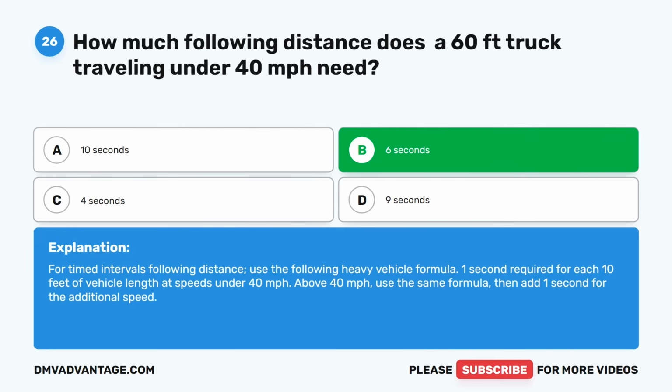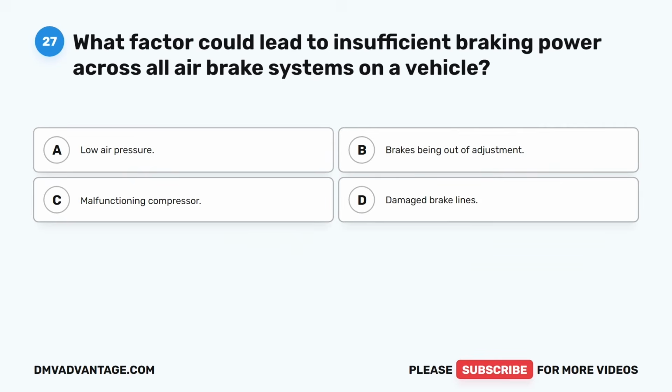For timed intervals following distance, use the following heavy vehicle formula. 1 second required for each 10 feet of vehicle length at speeds under 40 miles per hour. Above 40 miles per hour, use the same formula, then add 1 second for the additional speed.